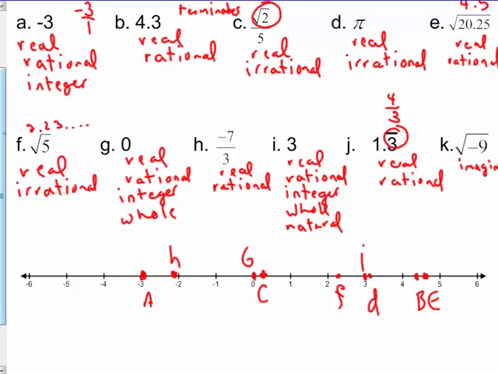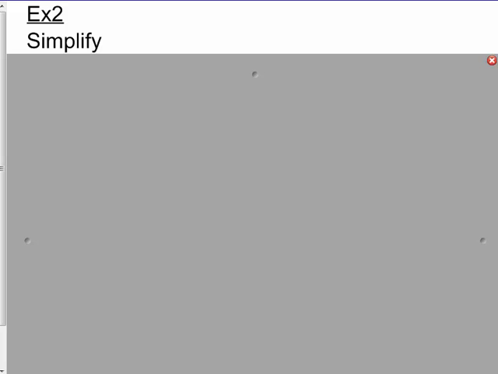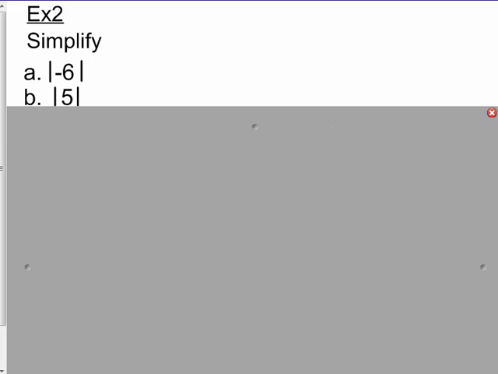3, I hope we know where that is. J, 4/3 or 1 and 1/3. And the last one, K, we can't do. That's the real numbers only. We can't graph it. So the last example here, example 2. Actually, I think there's 3, sorry.